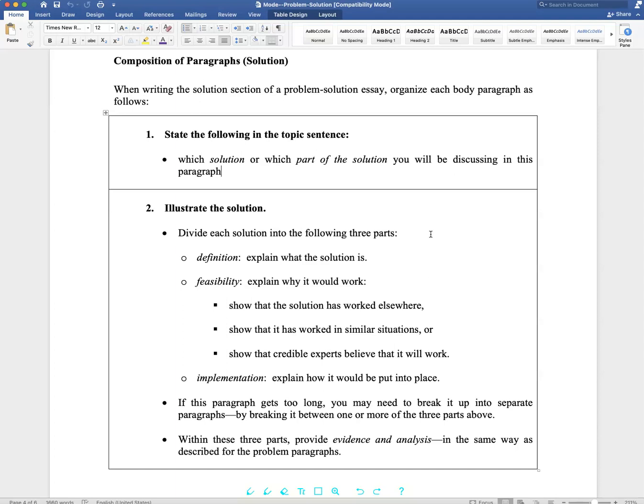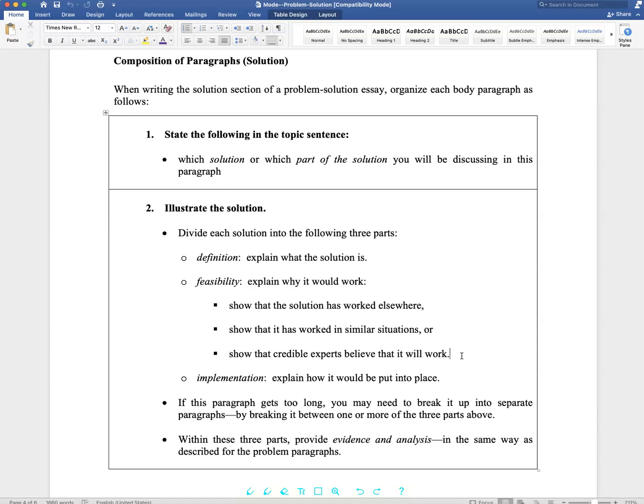Well, you can show that the solution has worked elsewhere. It's very common that you'll find in your research a solution that's been tried in another state or another city or another country or somewhere else and has worked there. That would be great evidence to show that your solution is feasible. You also could show that your solution has worked in similar situations, or maybe a similar kind of solution has worked. That's another way to show feasibility. Or you could quote from a credible expert who's able to explain why it would work. That would be another way. And you could, of course, use a combination of these.